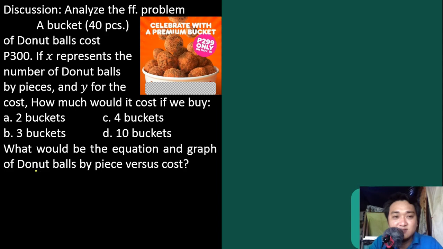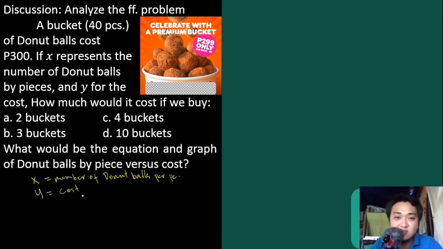Okay. So, let's say x is the number of donut balls per piece, and y for the cost, kung magkano yung donut balls na yan, then we could express, katulad nung ginawa natin before, since it is linear, ang kakalabasan po kasi natin ng graph nito is magiging linear po ito later on. Kamukha rin siya or kawangki din siya nung ginawa natin before.